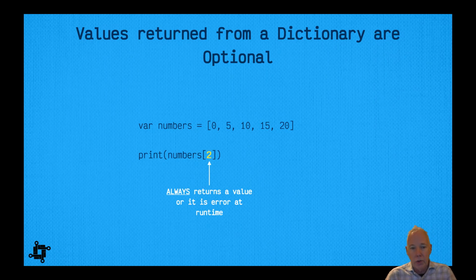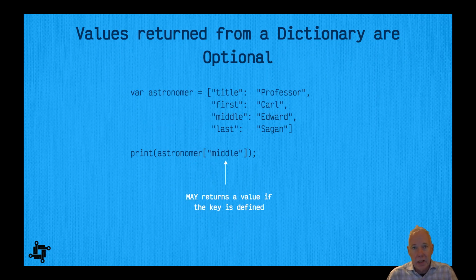This is really not true with arrays. For example, here, if I use the index of 2, as long as I haven't exceeded the count of the array, I am going to get back a result. These are not optional results. But it is not the case with dictionaries. Basically, they may or may not return a value based on the key that we've supplied there. And therefore, we have to return an optional every time, and the optional is either that it has a value or it doesn't have a value.